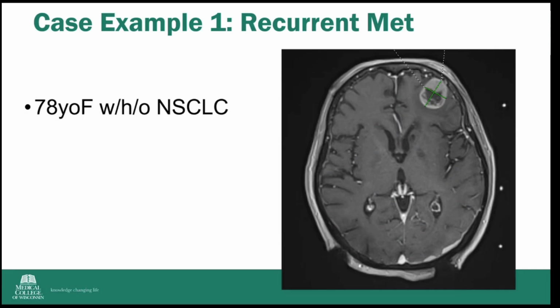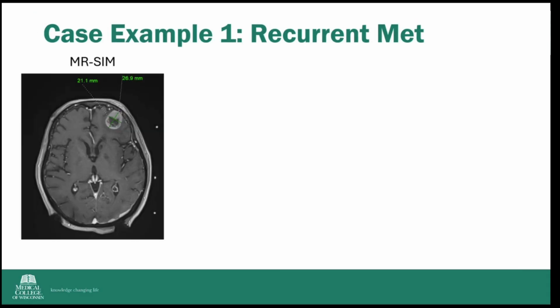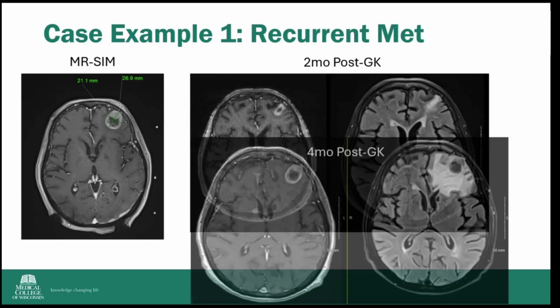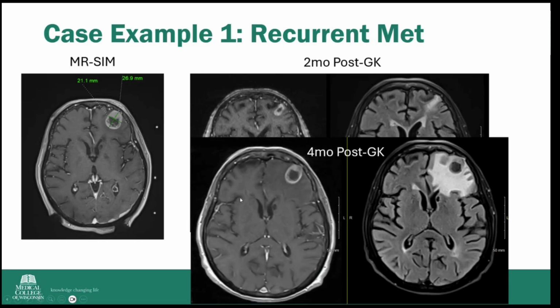So this is a 78-year-old woman with non-small cell lung cancer who presented with a new left frontal metastasis. It was small, about 2 centimeters. So clearly, the right thing to do is stereotactic radiosurgery. There's really no role for surgery at this time. She had Gamma knife, and 2 months after, initially had a very nice response. But then at 4 months, started to have recurrence.